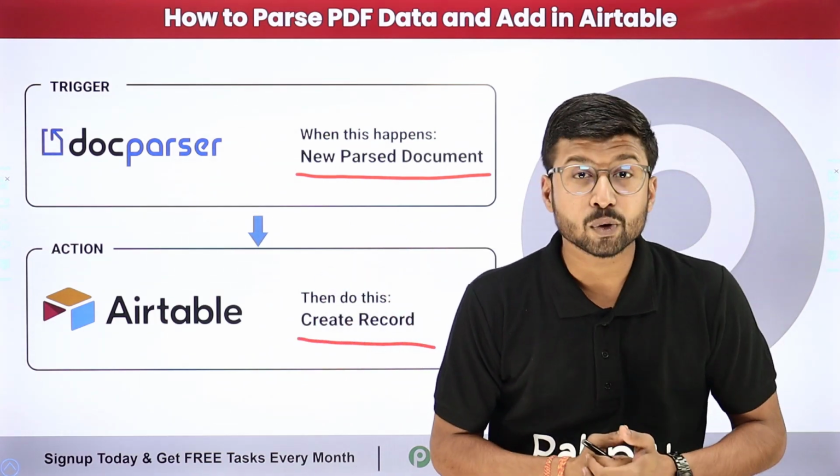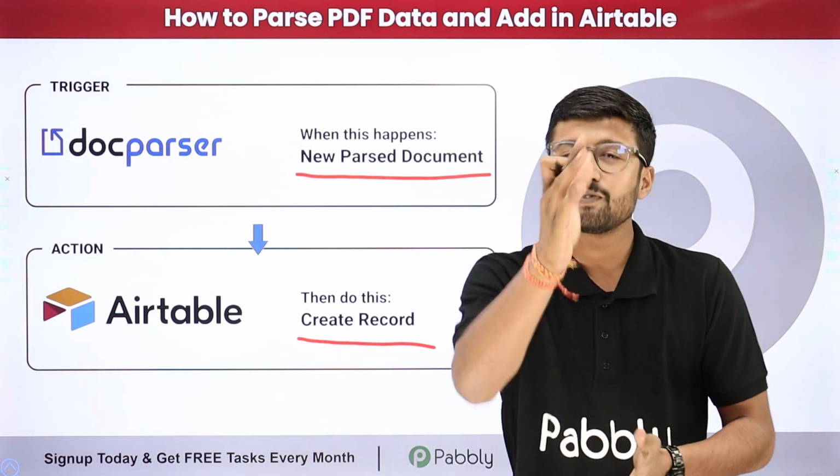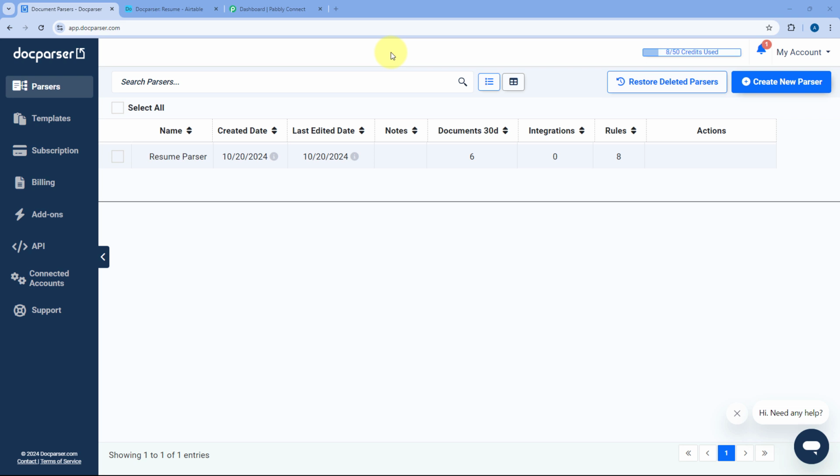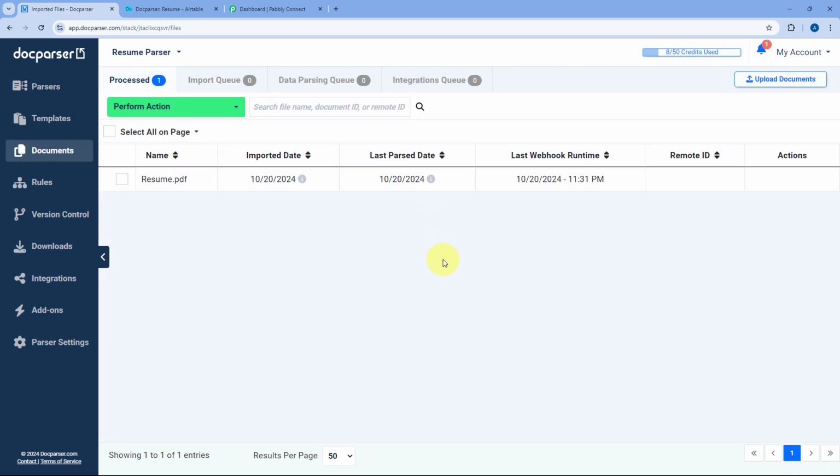Now, if you want to learn how you can set up this automation all by yourself, you just have to come with me to my screen. So as you can see, this is my Doc Parser account. Here I have created a resume parser using Doc Parser, in which I upload the PDF file of the resume. It extracts the data for me.